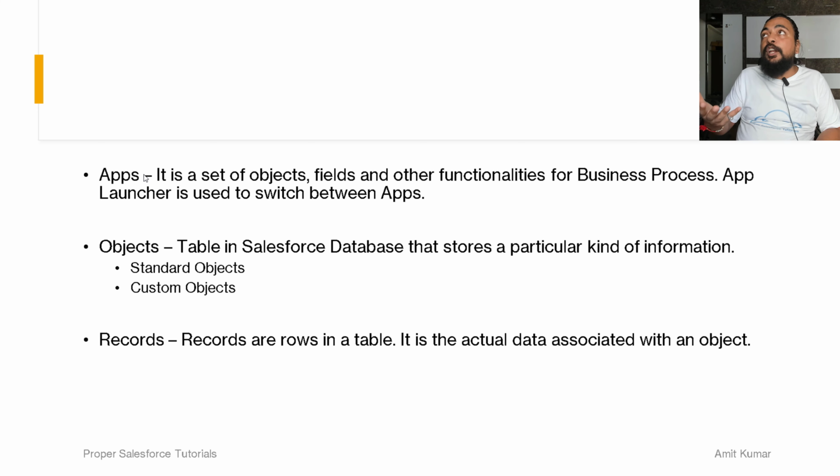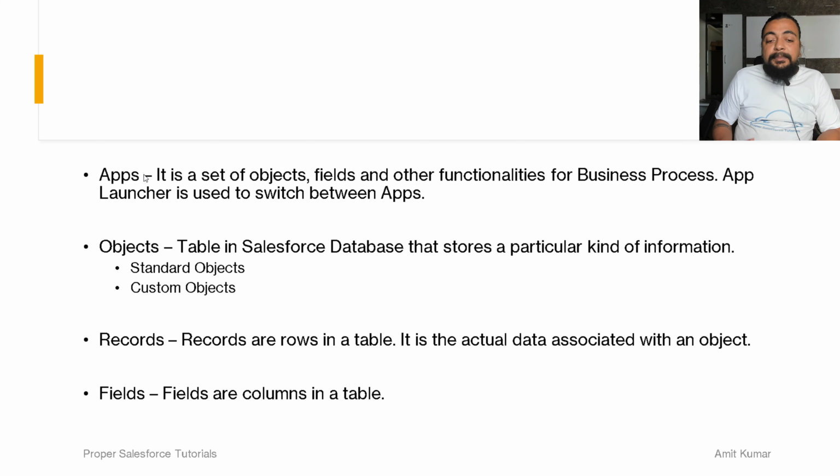Now you can have an object as account. That object will store different types of records, and each record will be nothing but a business account related to your company, related to your organization. These business accounts will be nothing but the companies through which you are getting business in your organization. Similarly, there can be an object like contact, where you will store information about different types of contacts. An individual contact will be nothing but a record.